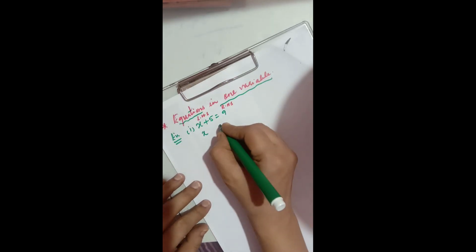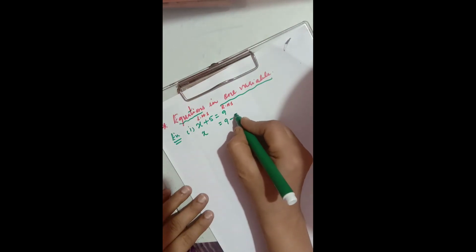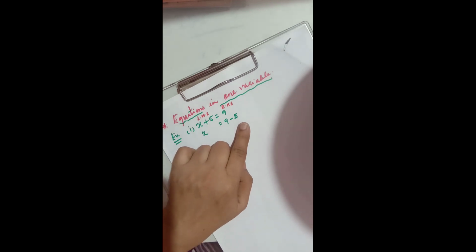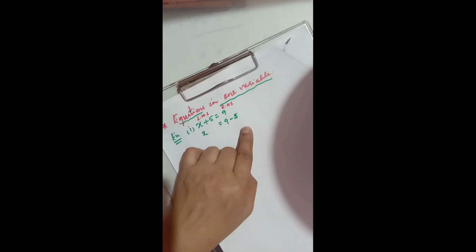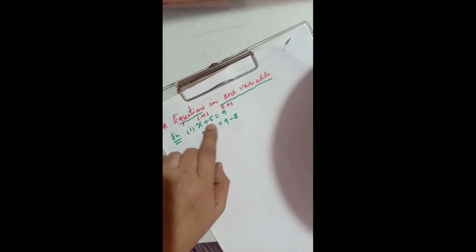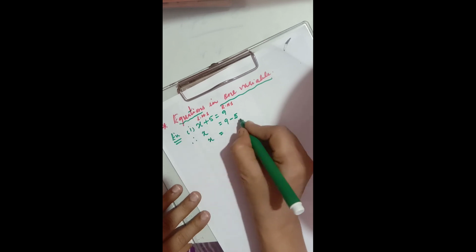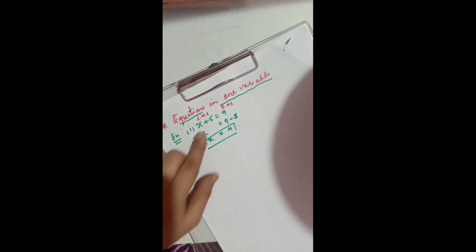Now just remember that whenever we have to solve the equation, you have to take the constant, the number without the variable, to the other side, moving it from left hand side to right hand side. Whenever you move the number from left hand side to right hand side, the sign of that number changes. Here plus 5 goes to the right hand side and becomes minus 5. So 9 minus 5 is nothing but 4. So x is equal to 4.